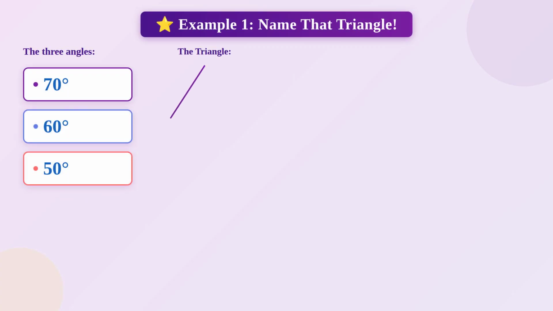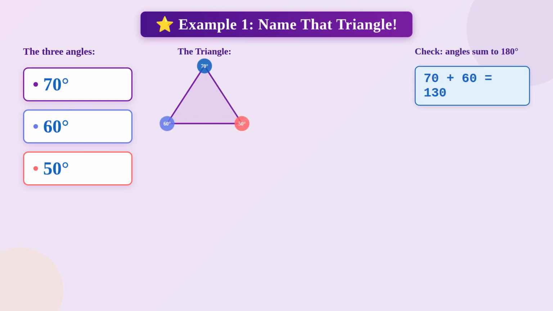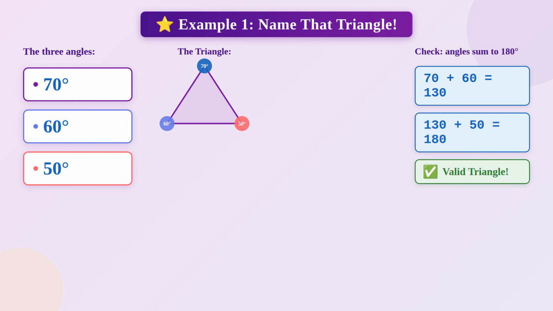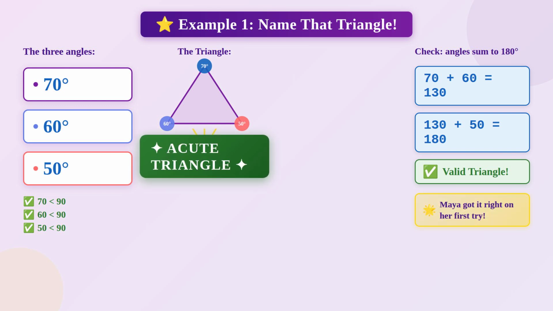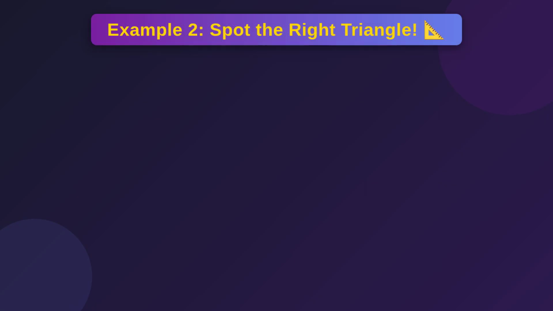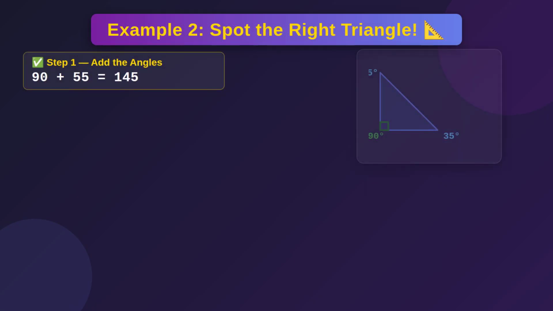Okay, let's try the same kind of problem Maya has on her worksheet. A triangle has angles of 70 degrees, 60 degrees, and 50 degrees. What type is it? First, let's check they add up. 70 plus 60 is 130, and 130 plus 50 equals 180. Great, it's a valid triangle. Now look at each angle. 70 is less than 90, 60 is less than 90, and 50 is less than 90. All 3 angles are less than 90 degrees. That means this is an acute triangle. Maya got it right on her first try.